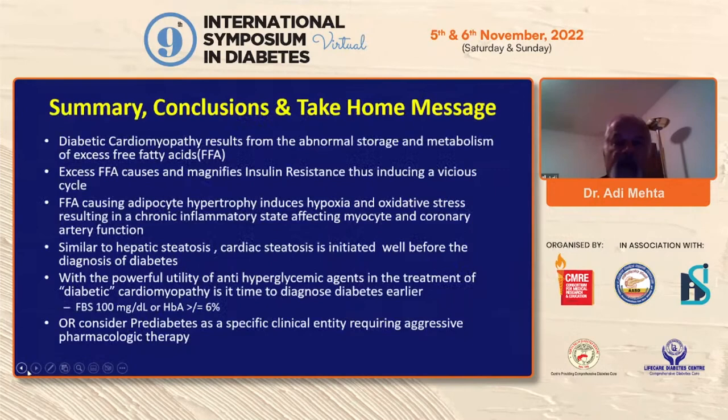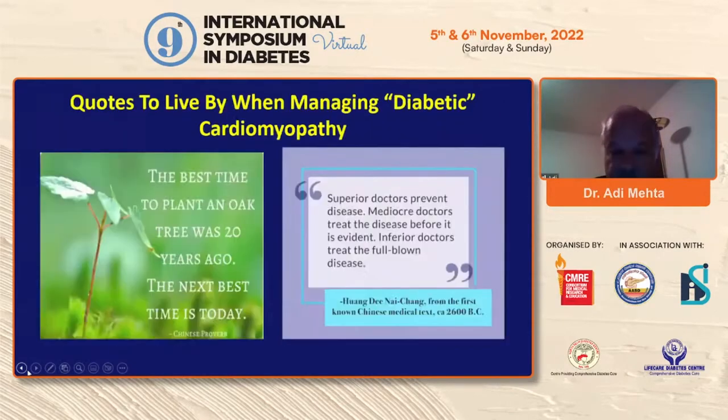So in conclusion, diabetic cardiomyopathy is an abnormal storage and excess of free fatty acids. It causes and magnifies insulin resistance. It causes adipocyte hypertrophy, induces hypoxia and oxidative stress, which then affects the tissues around it. Similar to hepatic steatosis, it is initiated well before we make the diagnosis of diabetes. So what I'm asking you, and this is just out in the middle of nowhere, maybe we should be thinking of making the diagnosis of diabetes at a lower range, 100 milligrams per deciliter, or hemoglobin A1C of 6, or consider pre-diabetes as a clinical entity that requires therapy, and not for us to say, you just try life and exercise and you're at risk for diabetes. I think it's very important to think early.